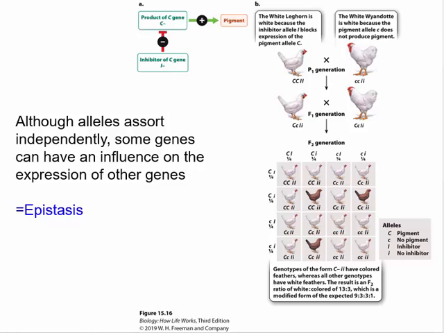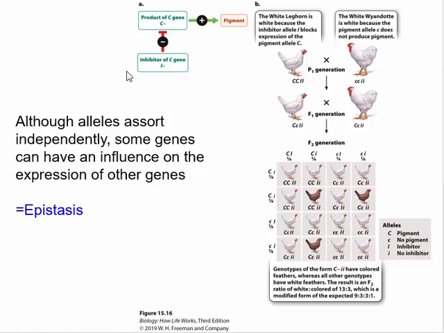Another example of epistasis is feather color in chickens. So there's two genes involved. One is this C gene. This produces a pigment. So the way to get a dark colored chicken is you'd have to have the capital C allele. So that's step one. So here we see a dark colored chicken, good, capital C allele. But look at this guy. It does also have a capital C allele, but why is it a white chicken?